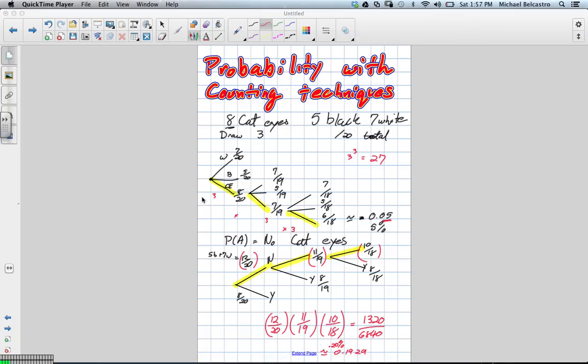Yeah. So using our counting techniques, we can always rename the experiment. We don't always have to stay with the first diagram we go with. We can redraw it. Like in the first diagram, we always had 3 choices. In the second one, we made it simpler, just 2 choices, but the probabilities were different. We lumped black and white together because they are considered just not cat eyes.